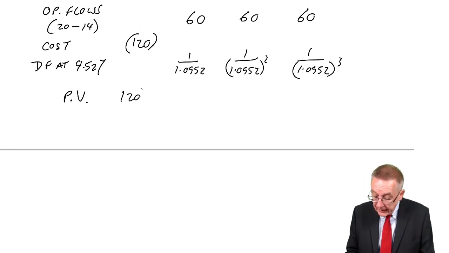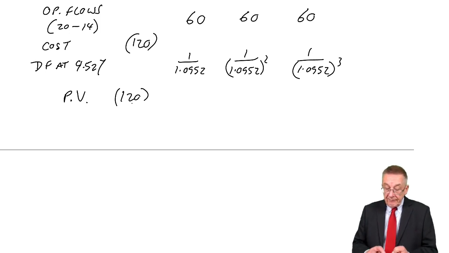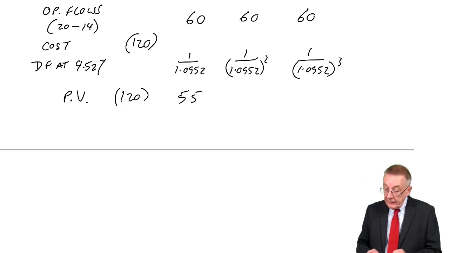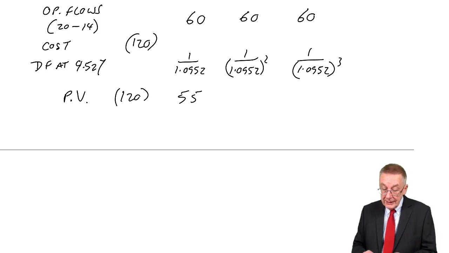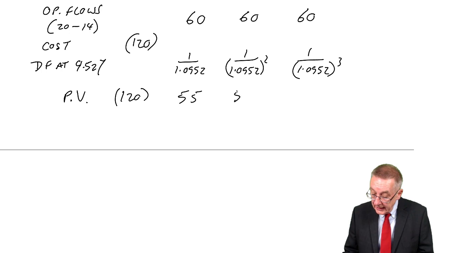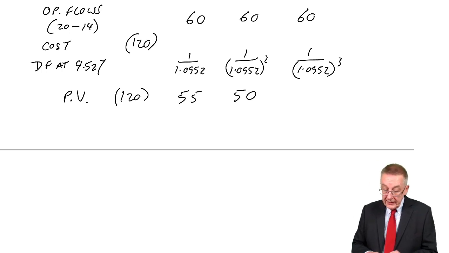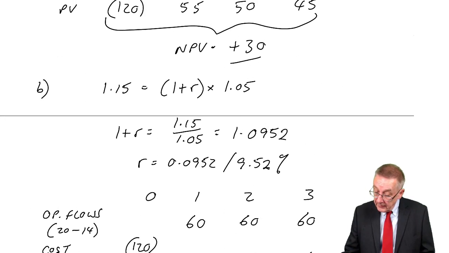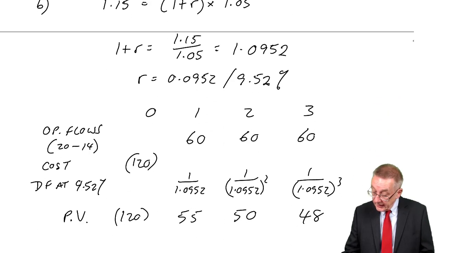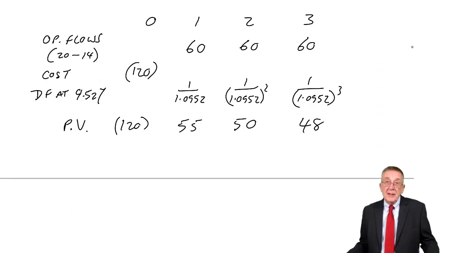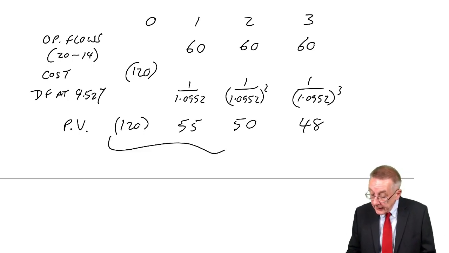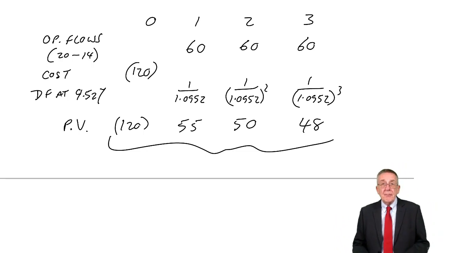So what are the present values? 60 divided by 1.0952, 55 divided by another 1.0952, 50 divided by another 1.0952, 48. And are those the same figures I got before? Not quite, but that's rounding. I'm not worried about a bit of rounding. Obviously, I've done it to only 3 decimal places. And the NPV, apart from rounding, will be exactly the same.